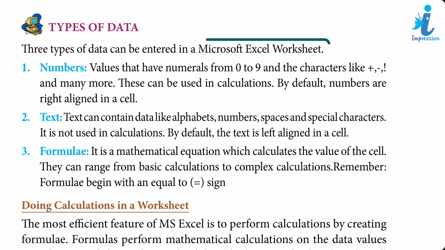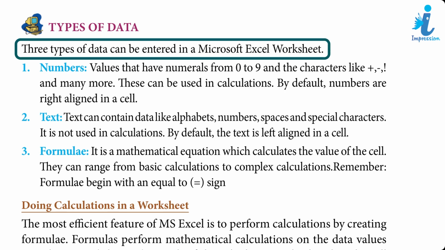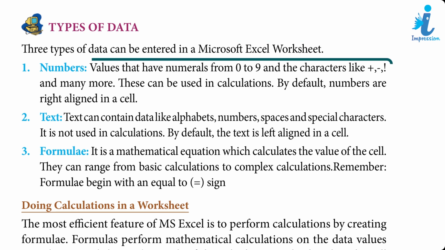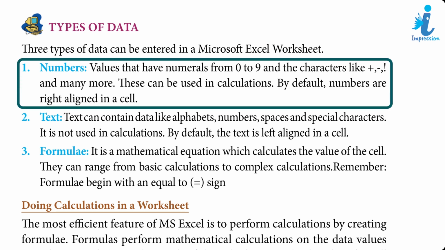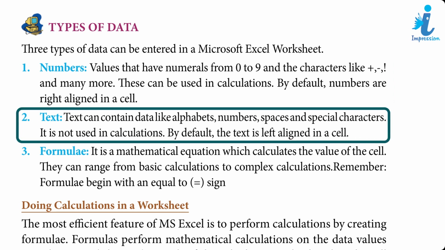Types of data. Three types of data can be entered in a Microsoft Excel worksheet. 1. Numbers. Values that have numerals from 0 to 9 and characters like plus, minus, and many more. These can be used in calculations. By default, numbers are right aligned in a cell. 2. Text. Text can contain data like alphabets, numbers, spaces and special characters. It is not used in calculations. By default, text is left aligned in a cell.